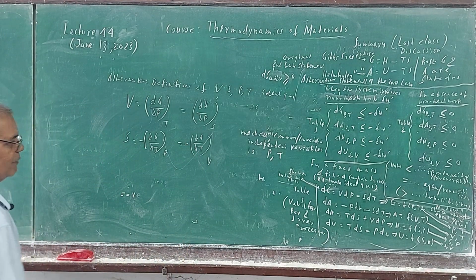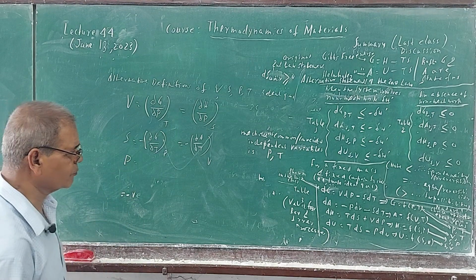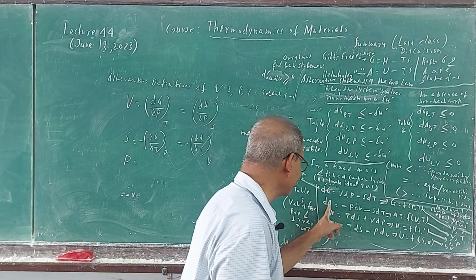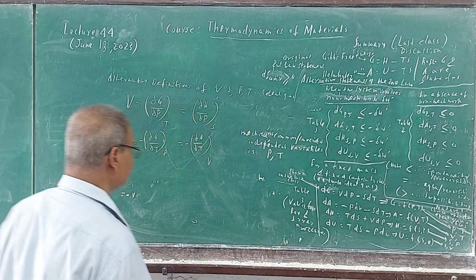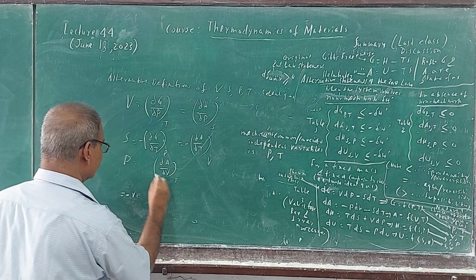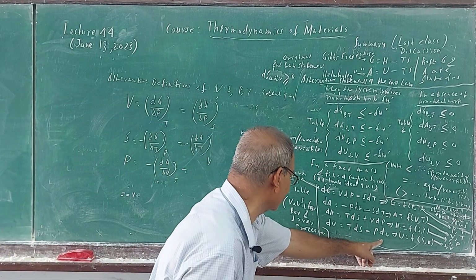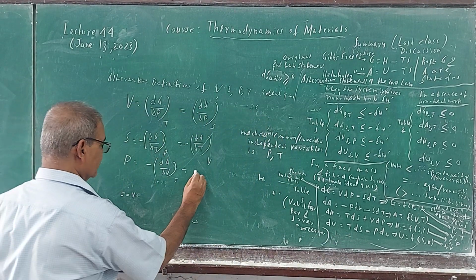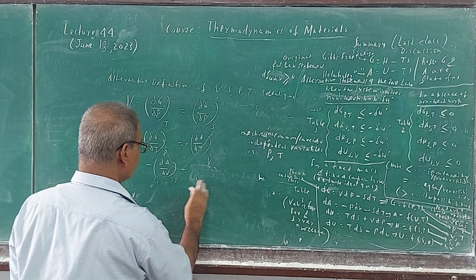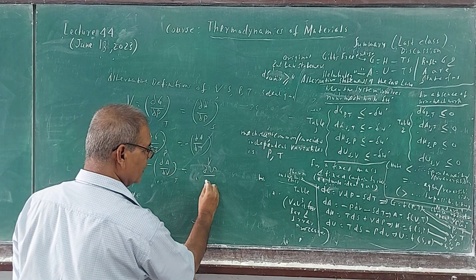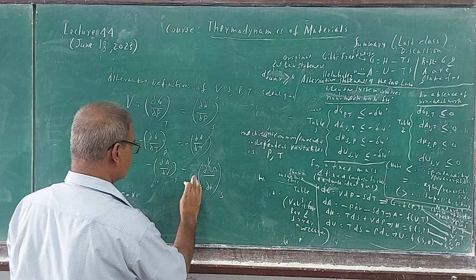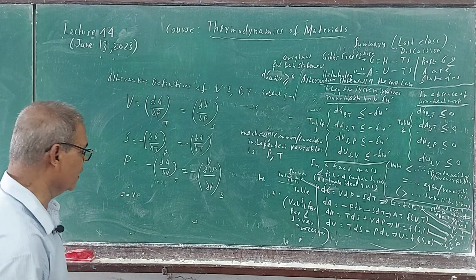Then what is pressure? Pressure is del A by del V under constant temperature, with a negative sign. Another pressure right here: minus del A by del V. Del A by del V. Del U by del V under constant entropy. Okay. Then last is what?